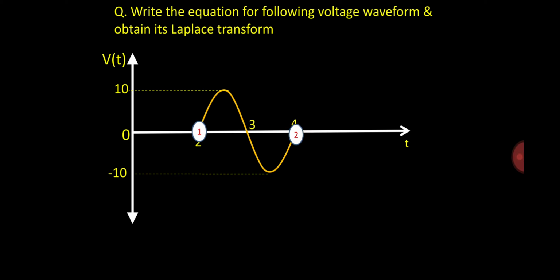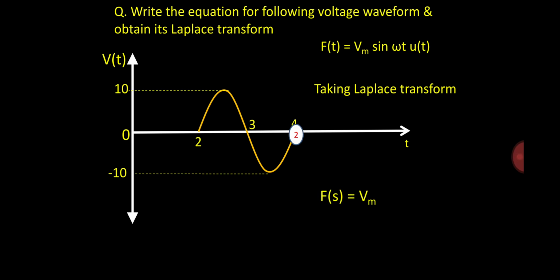Now while writing down the equation for a sine wave, we have to keep in mind that f of t is equal to Vm sine omega t, where Vm is the maximum value of that wave. So here maximum value is 10, it is clearly given here. And then after taking its Laplace transform, the Vm, that is maximum value, is constant, and the Laplace transform of sine omega t is omega upon s square plus omega square.